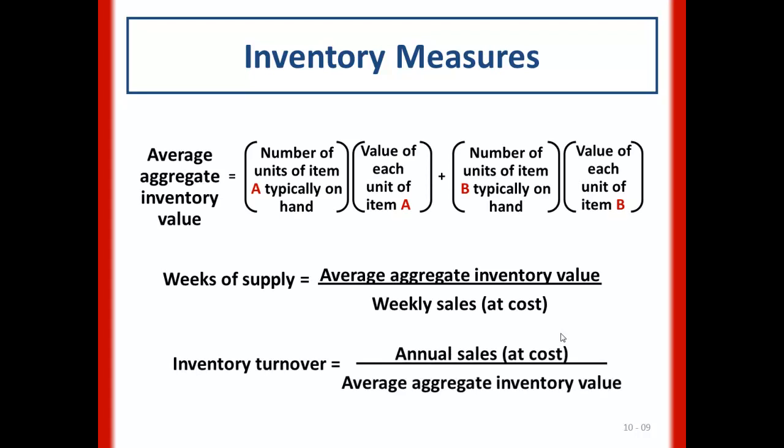To measure inventory, we use two measurements. First measurement, we use weeks of supply. Weeks of supply represent how many weeks the inventory can last. Weeks of supply, or WOS, is equivalent to average aggregated inventory value divided by weekly sales at cost. Aggregated inventory equals the total sum value of each unit of inventory. Inventory turnover is equivalent to annual sales at cost divided by average aggregate inventory.